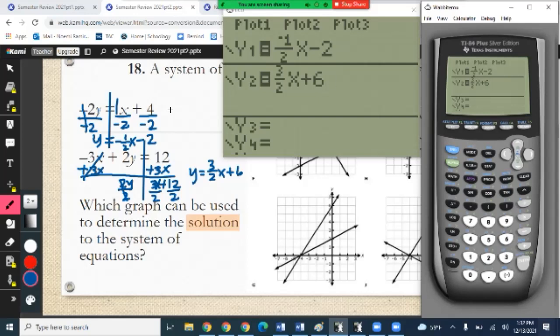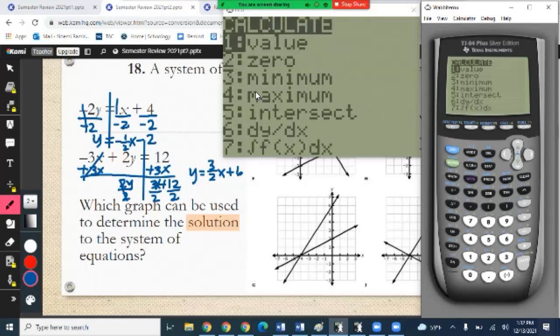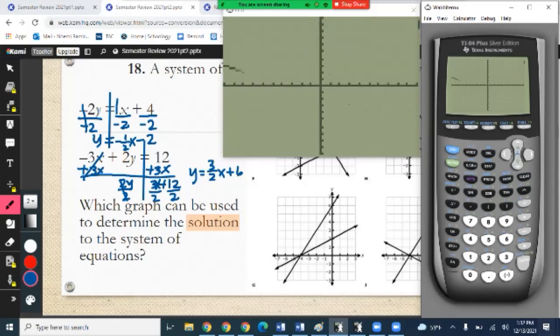You're not attempting this, you're not going to have practice. So after that, what do I press? Second trace. The solution is also known as the point of what? Intersection. So 5, wait for both graphs to pop up.